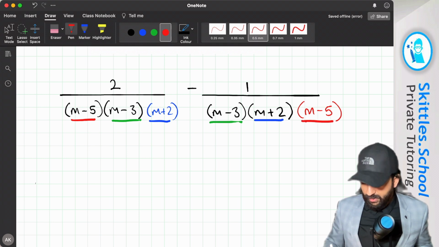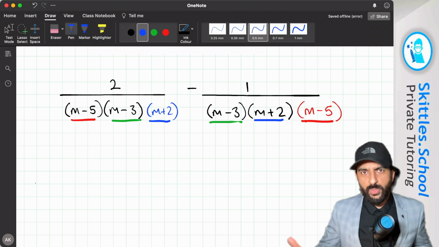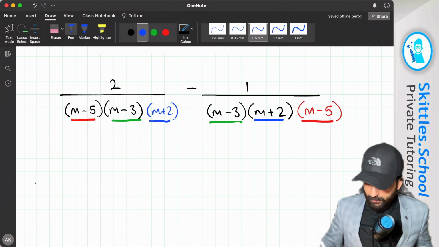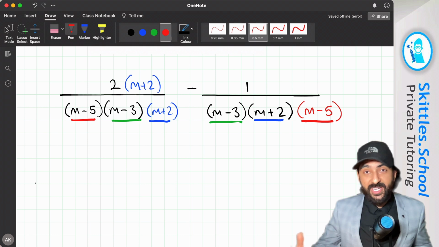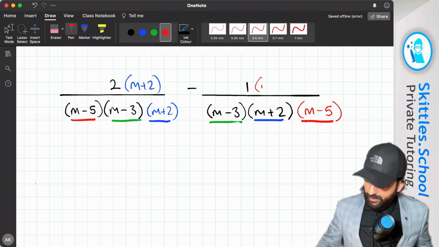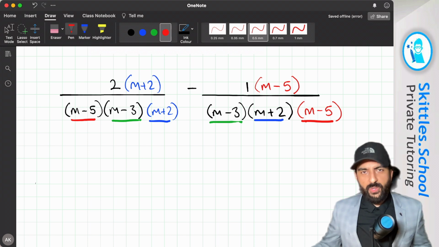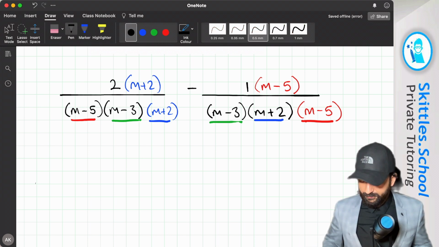But with fractions, whatever we do to the denominator, we must do the same to the top. So for the first fraction, we multiplied the denominator by m plus 2. We must also multiply the numerator by m plus 2. And for the second fraction, we multiplied the denominator by m minus 5. So we must also do that to the top. Okay, now we can expand this.